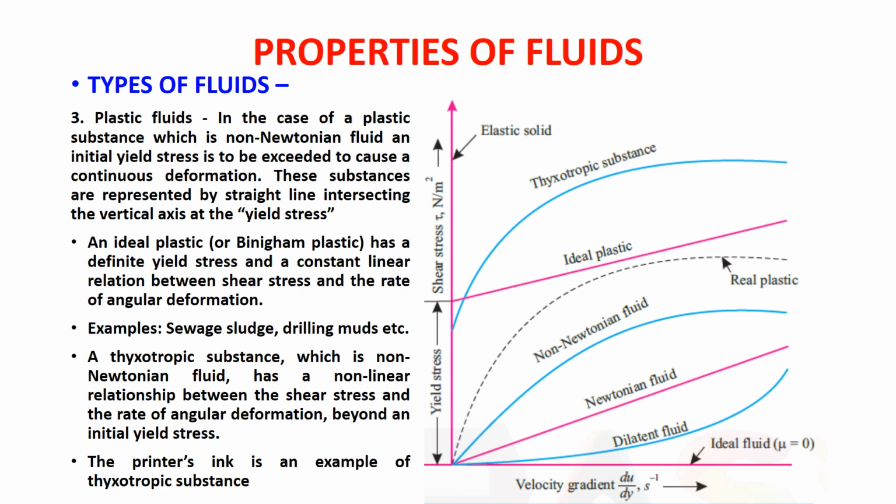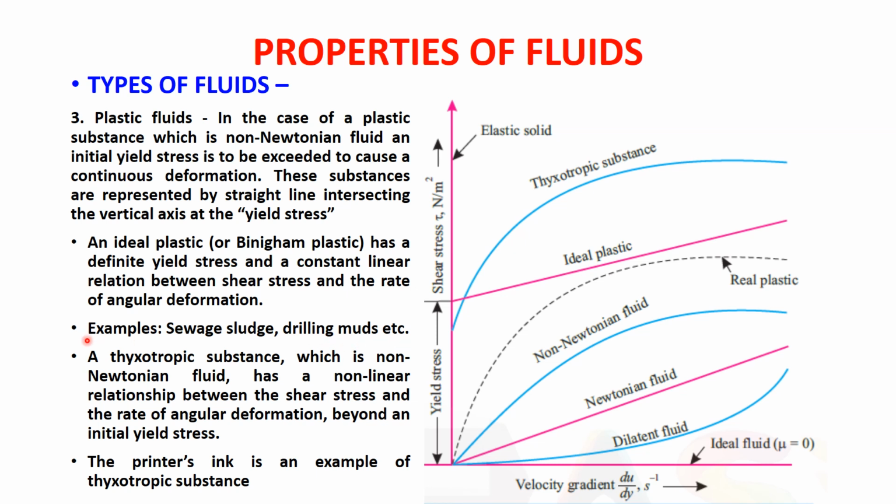Then third is plastic fluids. In the case of a plastic substance, which is a non-Newtonian fluid, an initial yield stress is to be exceeded to cause a continuous deformation. These substances are represented by a straight line intersecting the vertical axis at the yield stress. Now, an ideal plastic or Bingham plastic has a definite yield stress and a constant linear relationship between shear stress and the rate of angular deformation. So, the line which we were speaking about, that is the ideal plastic fluid, is this. Examples of the ideal plastic fluids are sewage sludge, then drilling muds, etc.